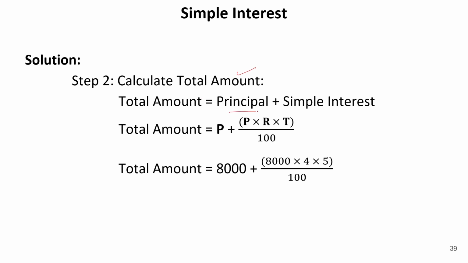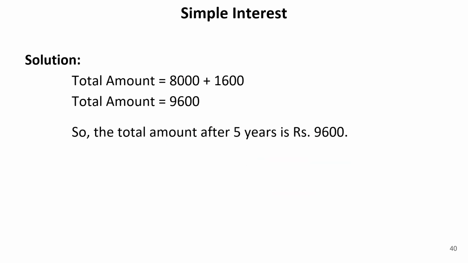So total amount will be what? Principal amount plus simple interest, right? So principal amount is P and simple interest will be PRT by 100. So total amount will be 8,000 plus 8,000 into 4 into 5 whole by 100. Okay. So total amount will be what? 8,000 plus 1,600 is equal to 9,600. So the total amount after 5 years will be what? This will be the cumulative amount or final amount, that is 9,600. That is the principal amount plus the simple interest part.